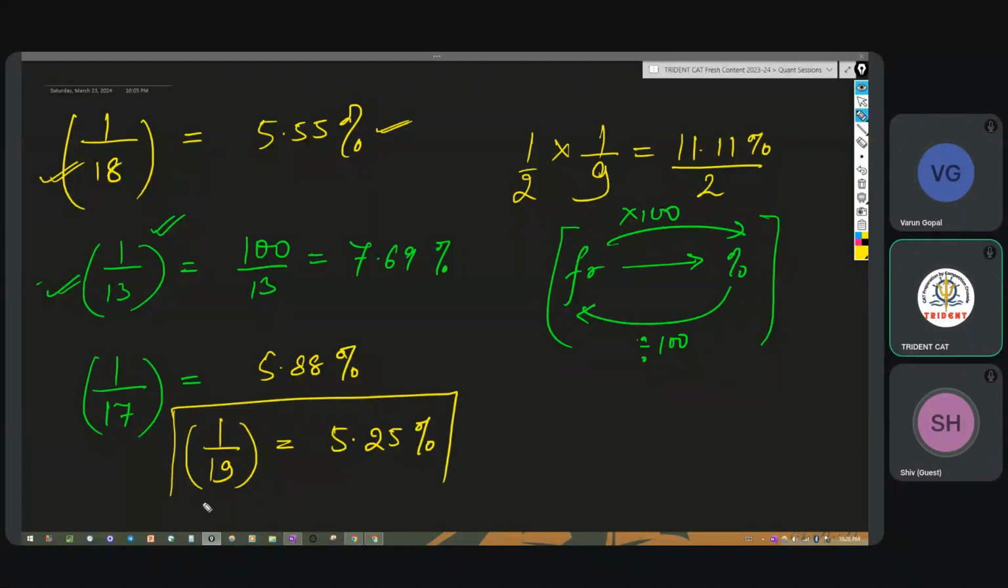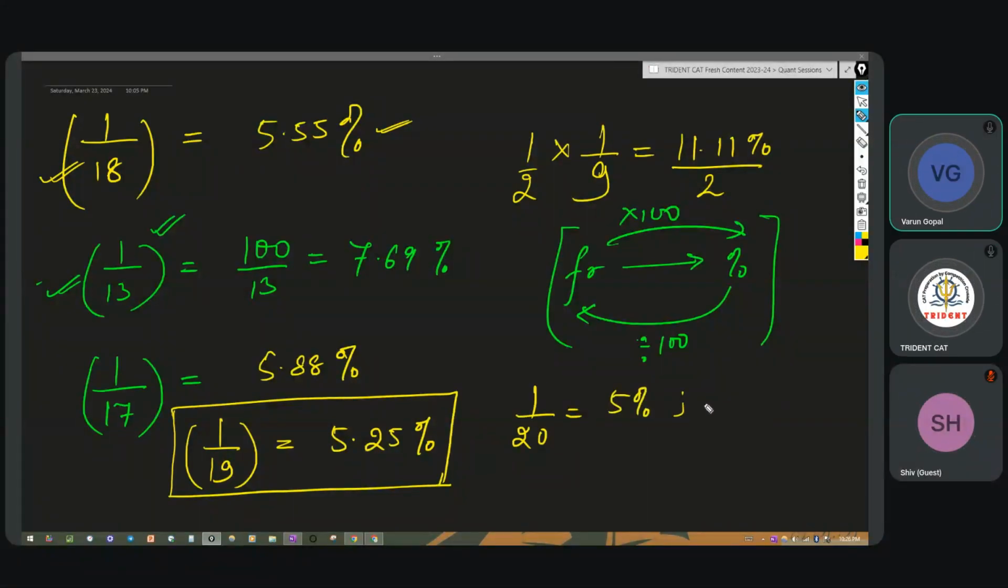Guys, can you please take a mental note of this thing, that I will come back to 5.25 percentage, which is the percentage equivalent of the fraction 1 by 19. I'll come back to it. Okay, please hold that thought. Quickly, guys, 1 upon 20. This is very easy. 5 percentage. Okay. 1 upon 21.